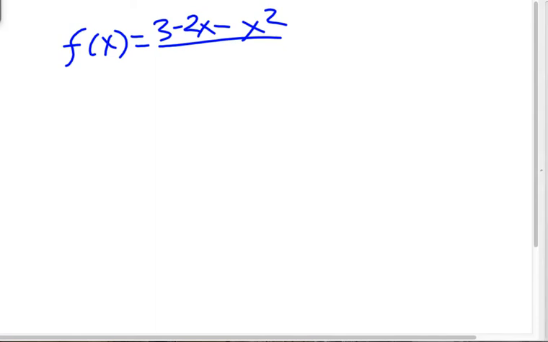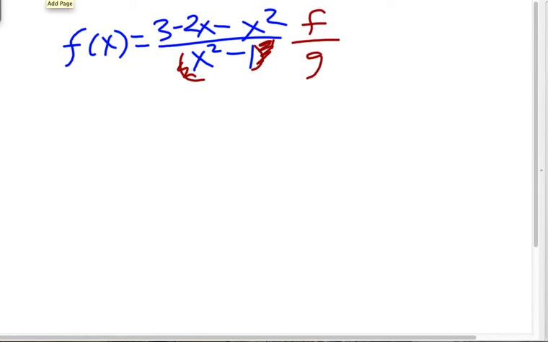I want to do one more. f of x equals (3 minus 2x minus x squared) over (x squared minus 1). All right, this one really is quotient rule. And this is one where right now we haven't shown you how to do this yet. So let's deal with this as quotient rule, where this will be f, and this over here will be g.